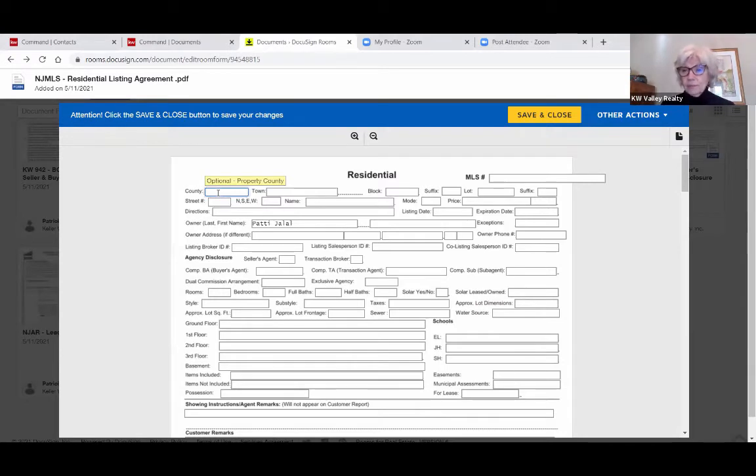First is the county. And you can type in either the name of the county or the code. For Bergen, it's 02. The town. Let's do Mahwah because it's a short name. How's that? Sorry, it moved on.